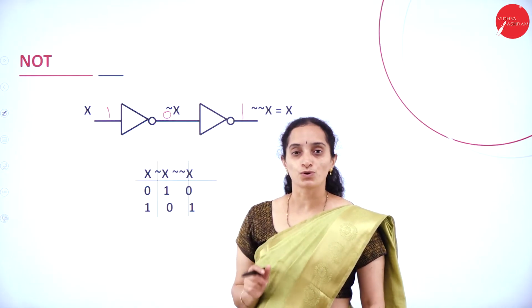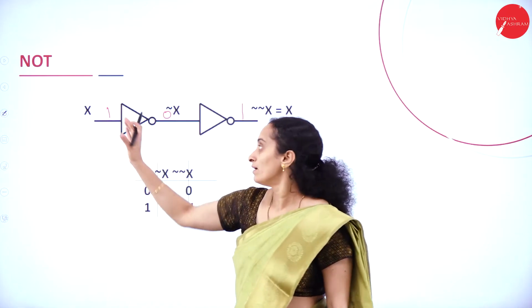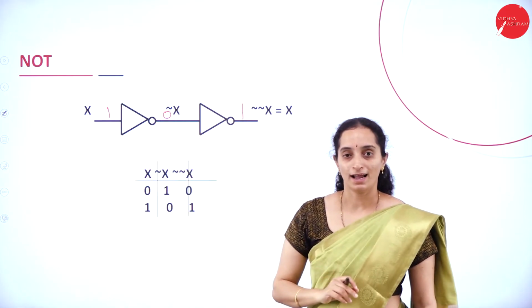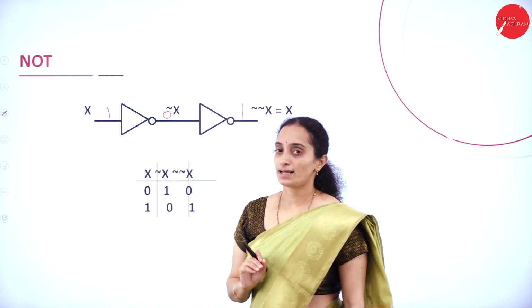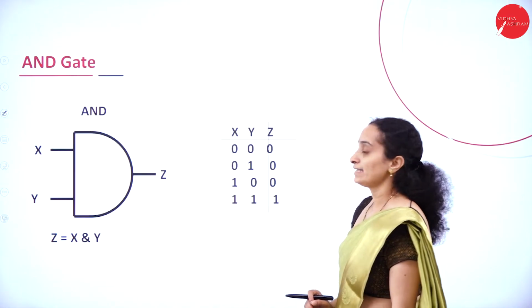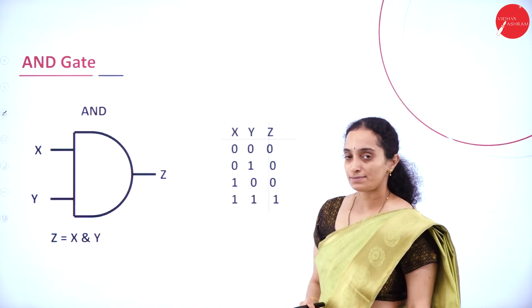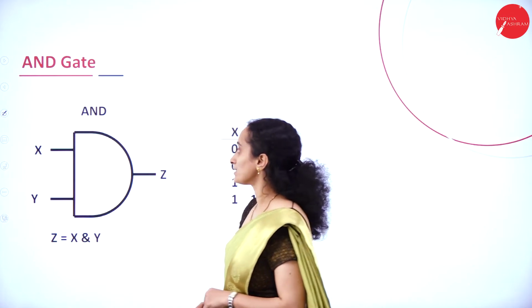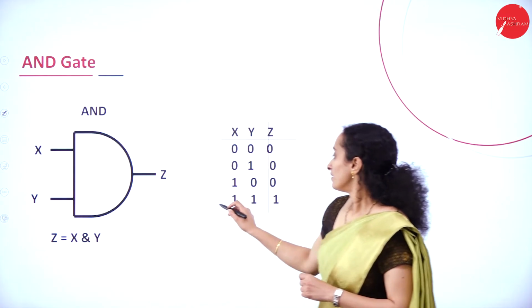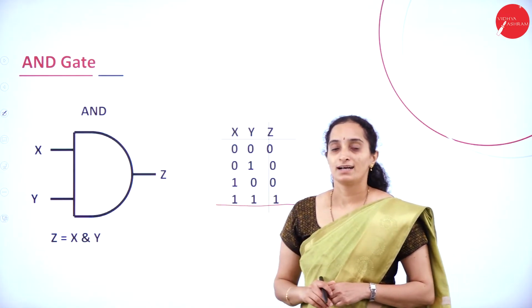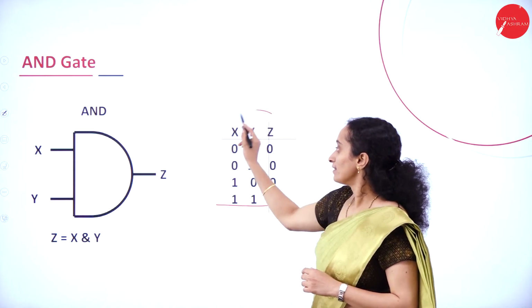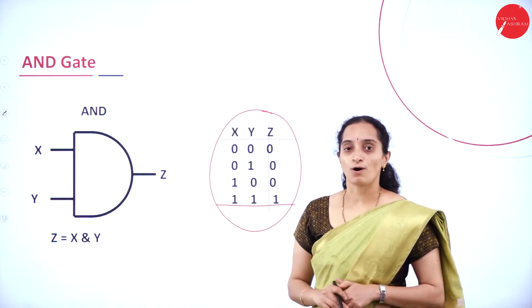If you apply two NOT gates, the same value will be produced at the end. Okay, this is the NOT gate. Next is the AND gate. AND gate is the multiplication gate. This AND gate has a binary operation. AND gate is used with the truth table of AND operation.